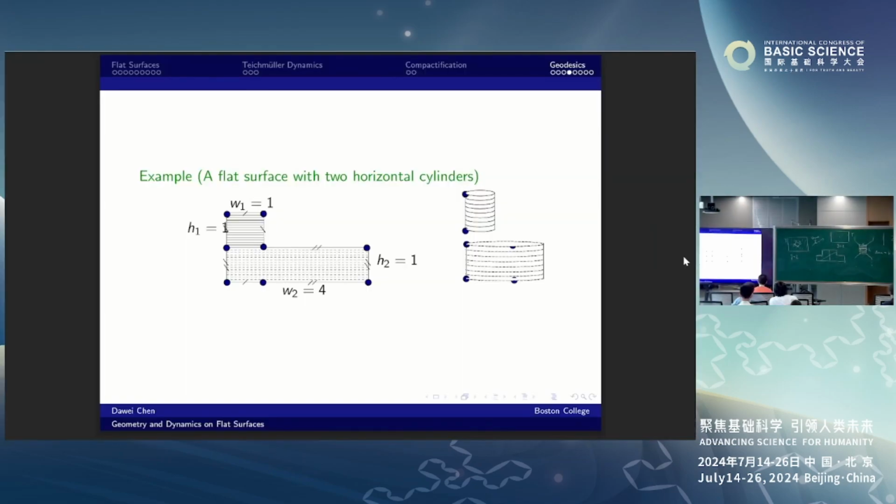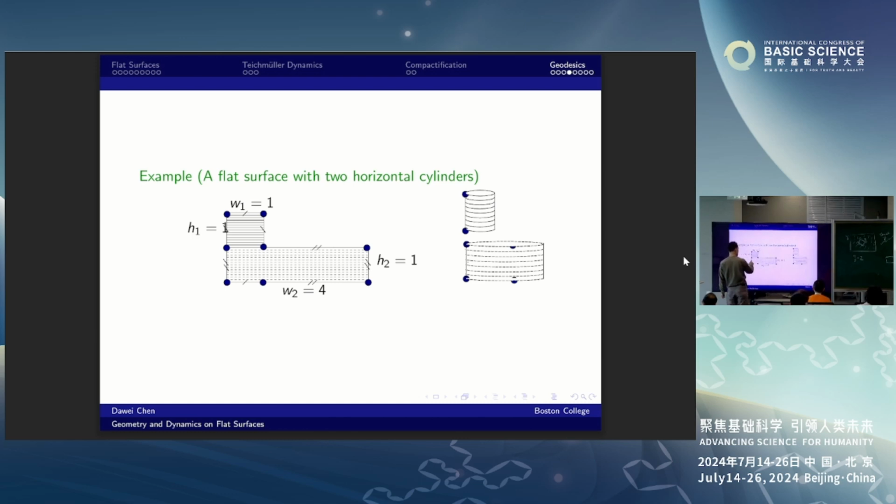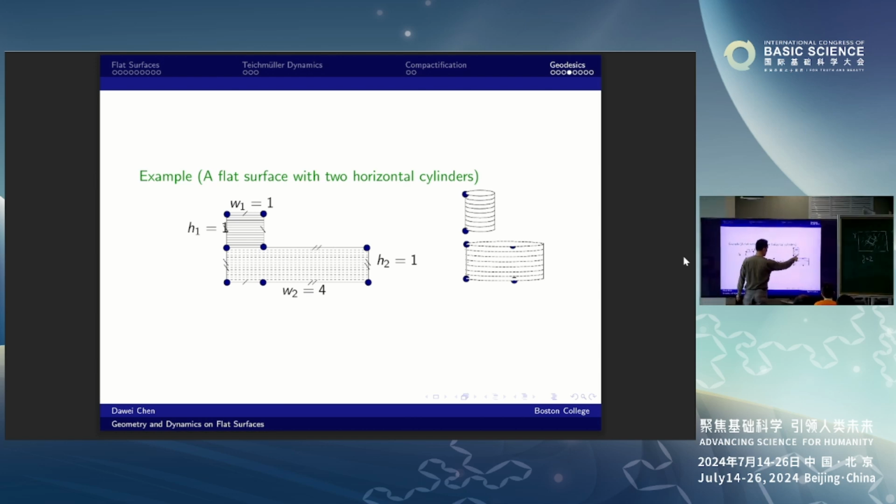And here are some global examples. I have a flat surface. If I consider the horizontal direction, there is a bottom cylinder of height 1 and length 4, and I have a top horizontal cylinder whose width is 1 and whose height is also 1. I have two cylinders of different areas. And if you go in a different direction, you might find other cylinders, okay? And I want to also take their areas into account.